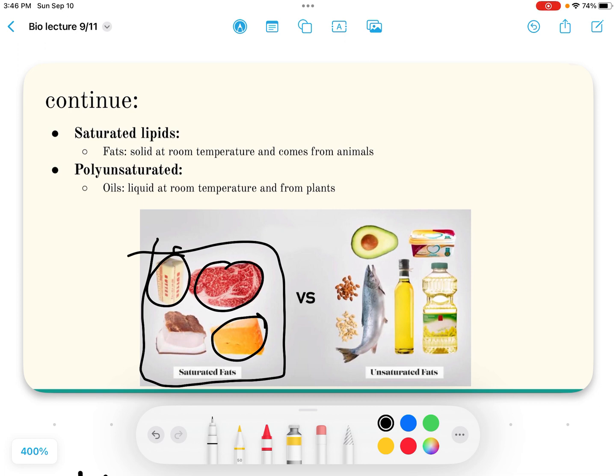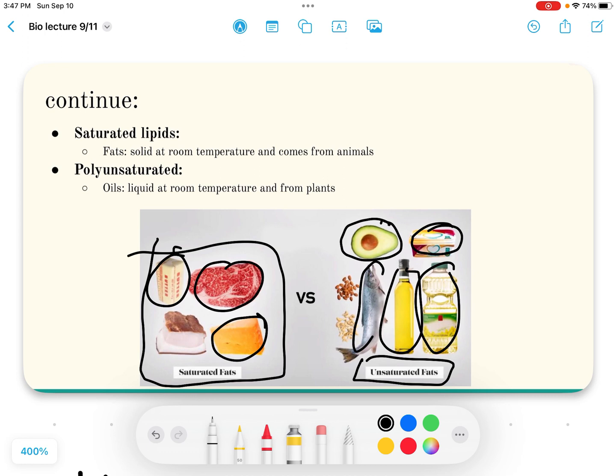Then we have polyunsaturated. You can also hear them called unsaturated fats. Those are your oils, so they're going to be liquid at room temperature, and they're generally going to come from plants or fish. So we have vegetable oil, we have olive oil. Margarine is an oil-based butter, so it does not contain actual milk or actual butter. Then we have avocado oil, fish oil is a really popular one, almond and cashew oil, or any type of peanut oil.